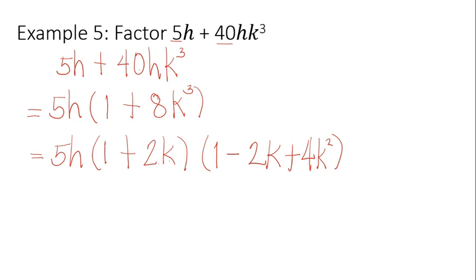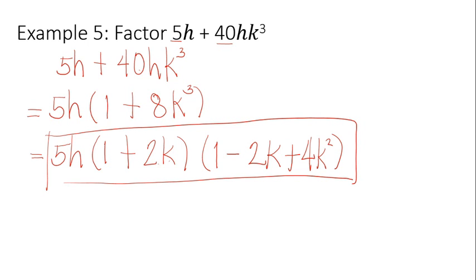The factor of 5h plus 40hk cubed is 5h times the quantity of 1 plus 2k times the quantity of 1 minus 2k plus 4k squared.